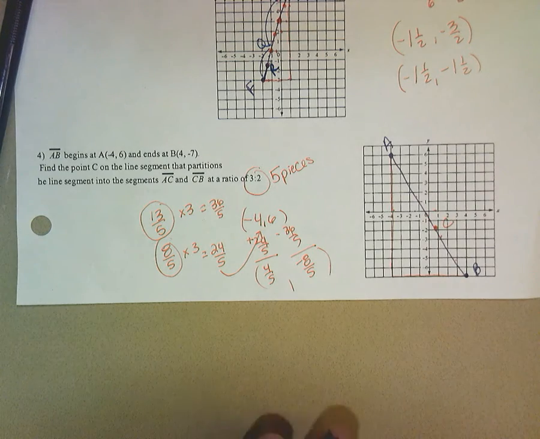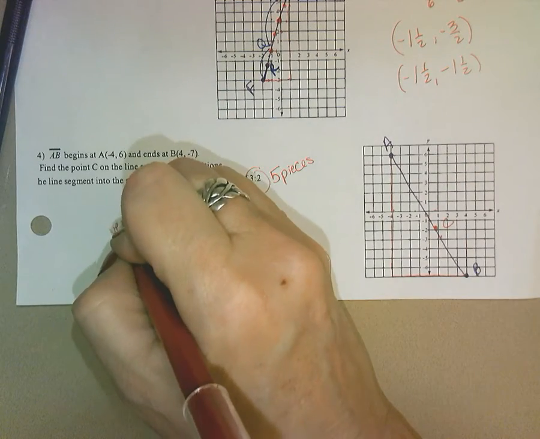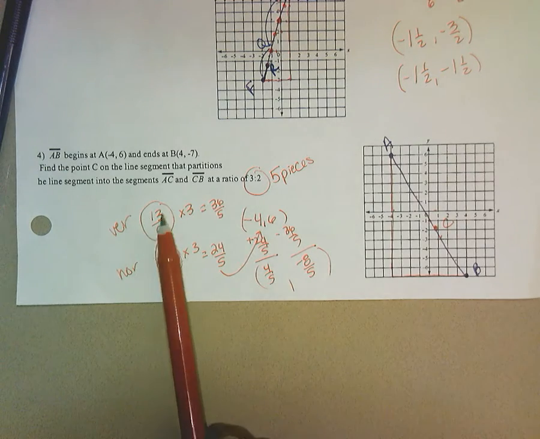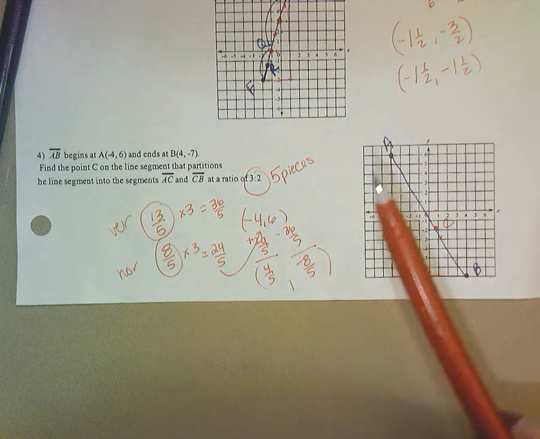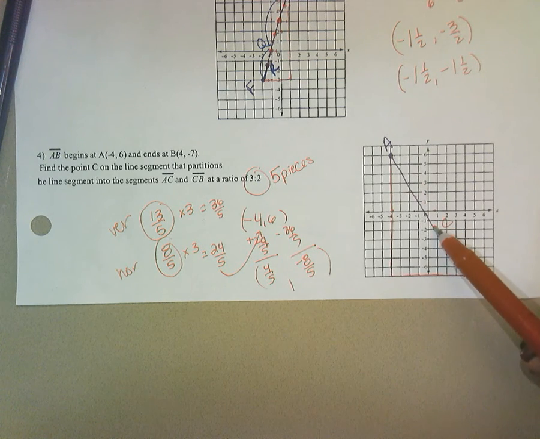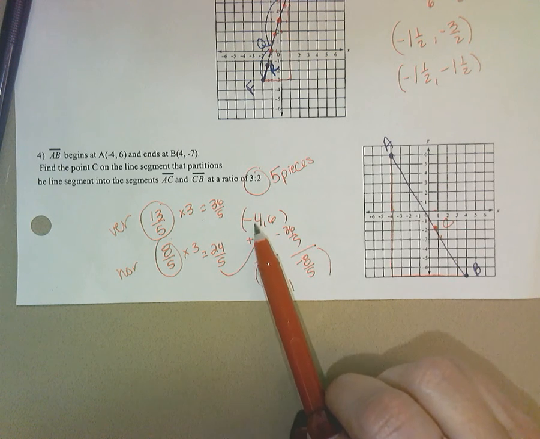So look what we did. We couldn't count this one. But what we could figure out was how big each piece is. This is my vertical change each time, this is my horizontal change each time: 13 fifths and 8 fifths. I needed to go 3 over, 1, 2, 3. I wasn't able to count it, but I could figure out how big it is and then just do the math, okay?